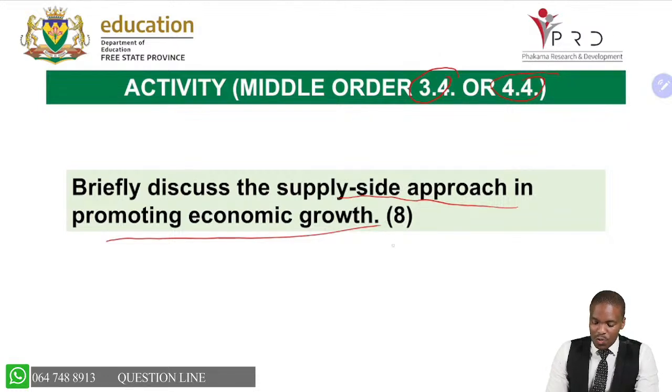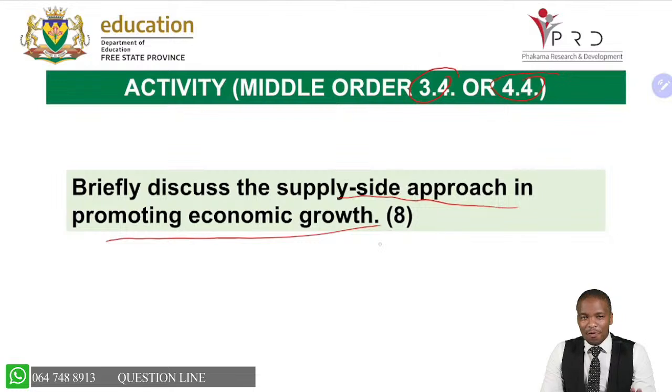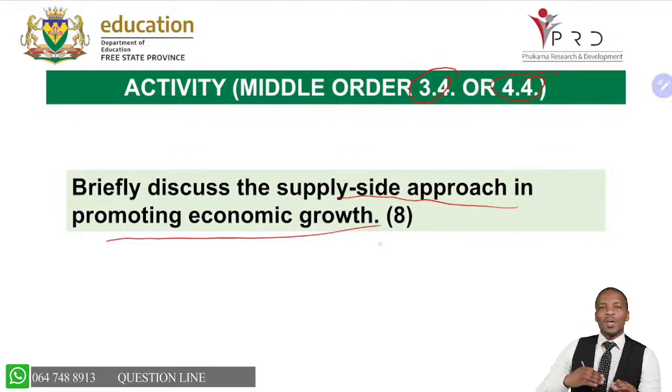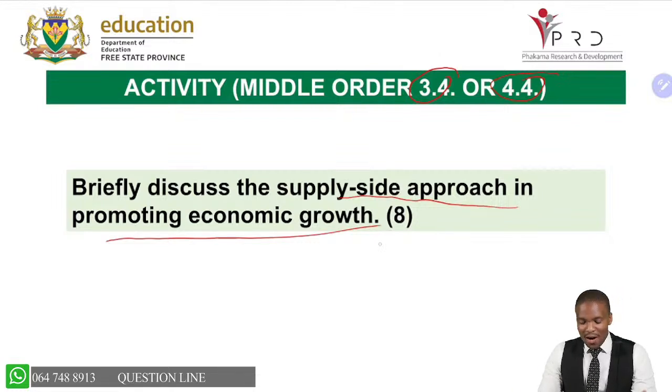It means we expect you to write at least a minimum of 4 points. Maximum, we can go as much as possible on those. I'll allow you at least 4 minutes to write all the supply side approach measures that you remember, economists.